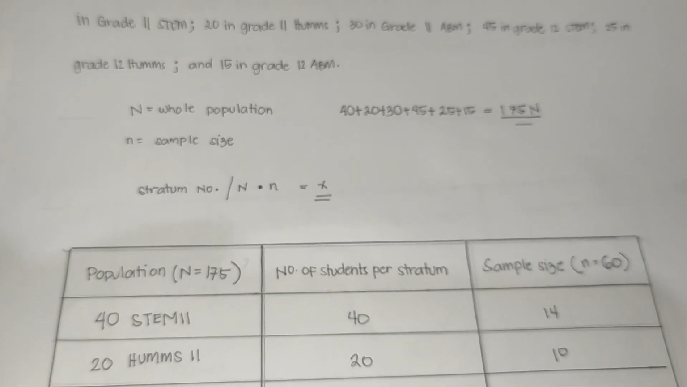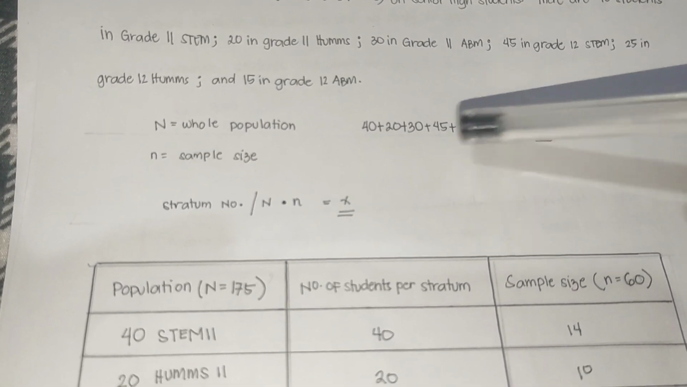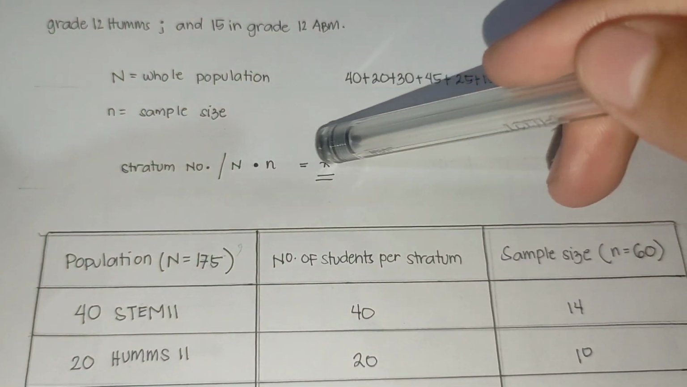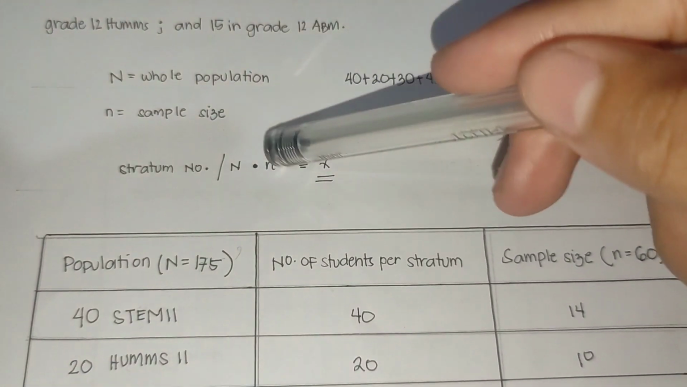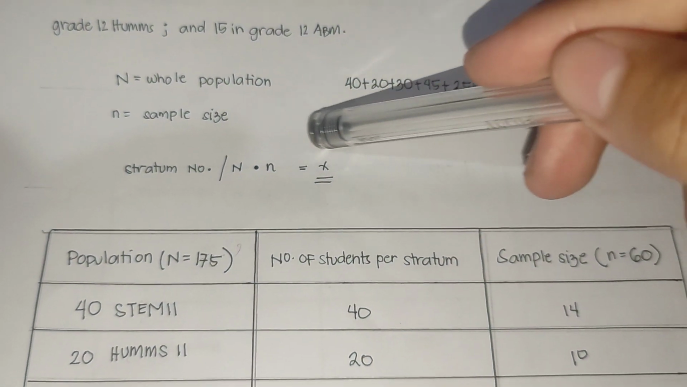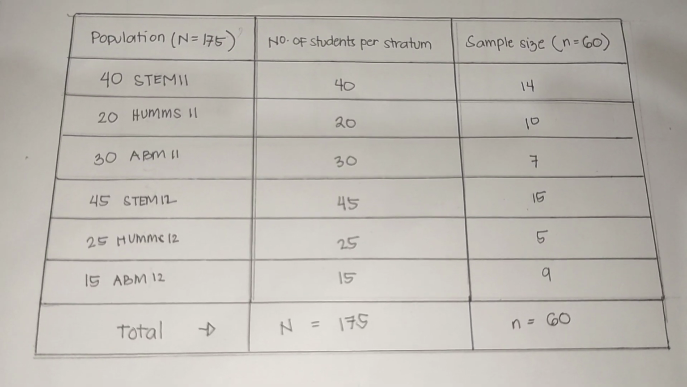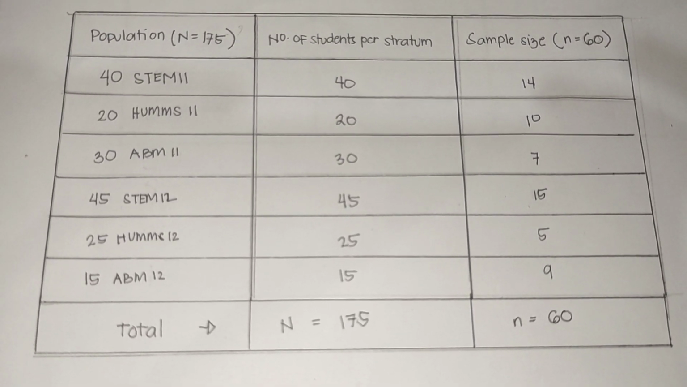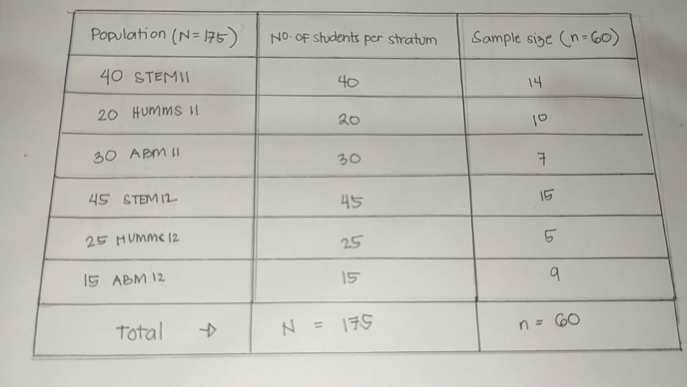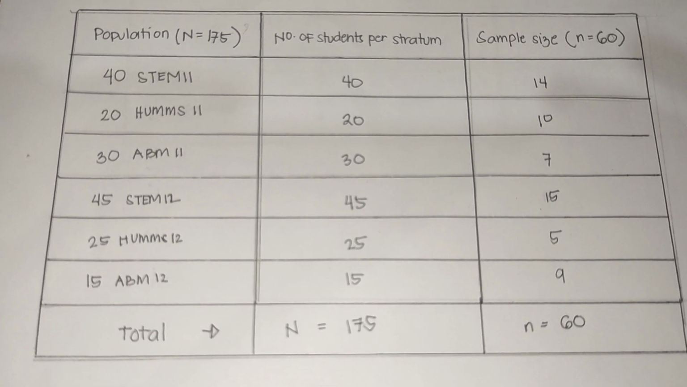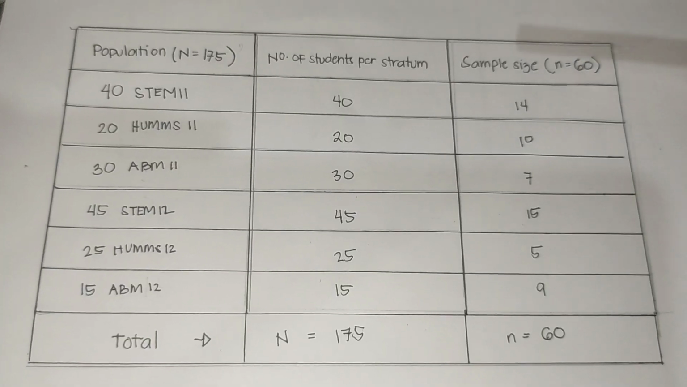So we have to add them to get our whole population. We will come up with 175. And we'll use this kind of formula: stratum number divided by the number of population, multiplied by the sample size that we need. We have here our whole table. It is divided into strata, the whole population, the number of students per stratum, and the sample size that we need. So let's proceed with the computation.